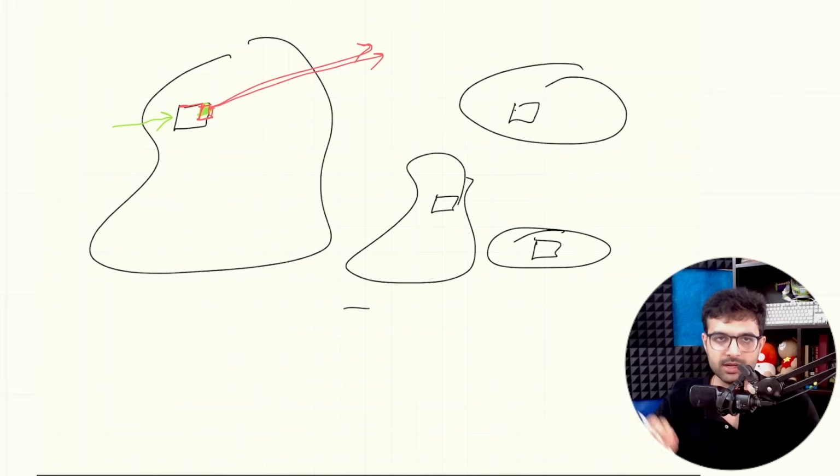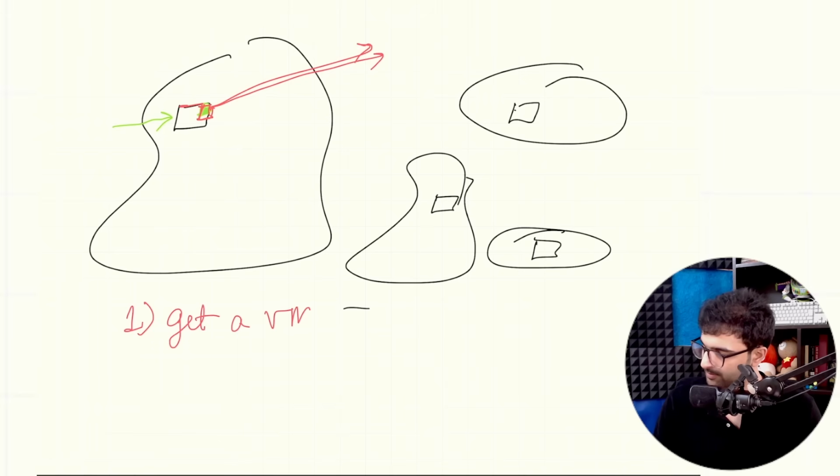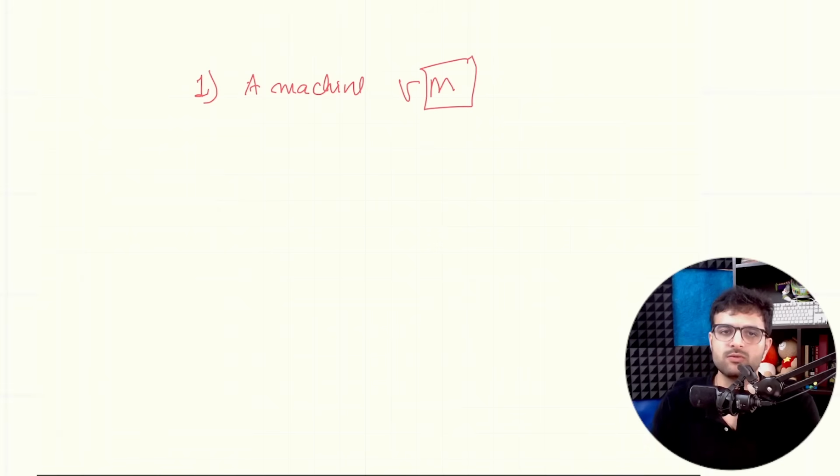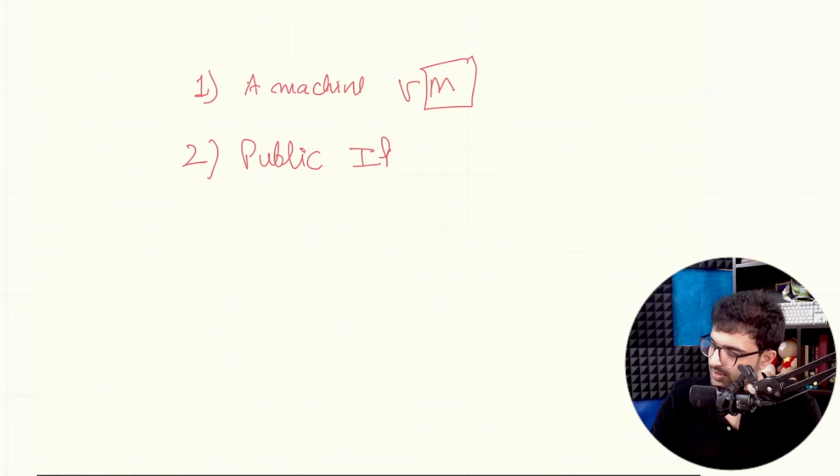Now you can deploy your application over here. Number one, get a VM. Number two, deploy your app over there. The things that the VM provides you is, number one, a machine. VM itself stands for virtual machine. Number two, it provides you with something called a public IP. This is one of the biggest reasons that you cannot host this application on your own Mac machine.